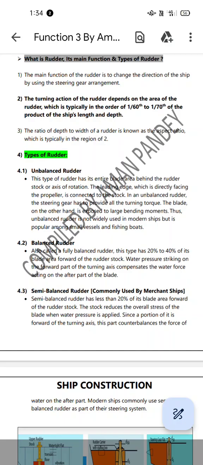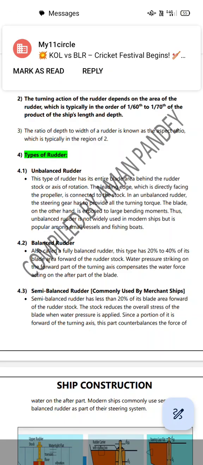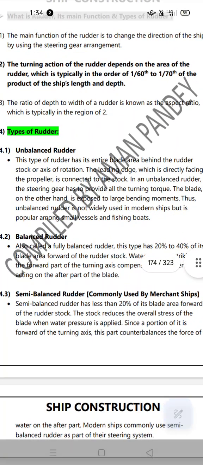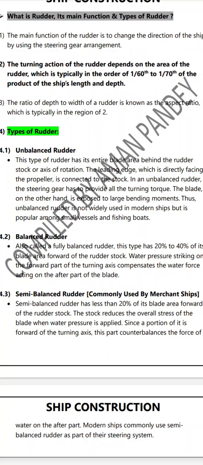Now, an unbalanced rudder is mostly a 40 to 60% ratio, where 40% is ahead of the rudder stock. So the turning action is not as good, because the water flow coming hits the hull. This type of rudder has its entire blade area behind the rudder stock.